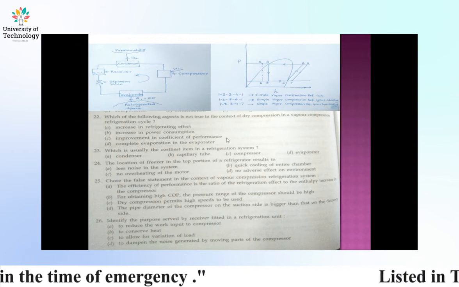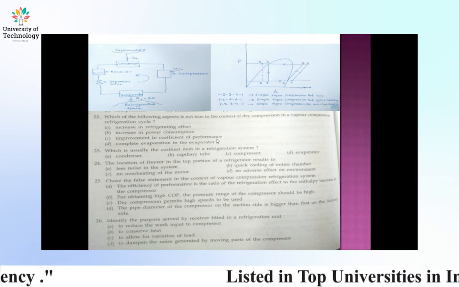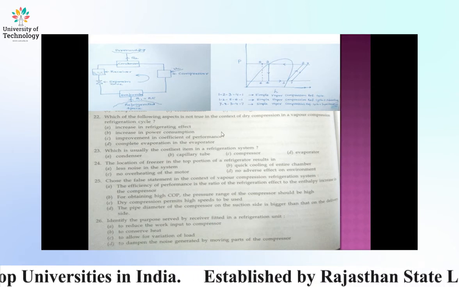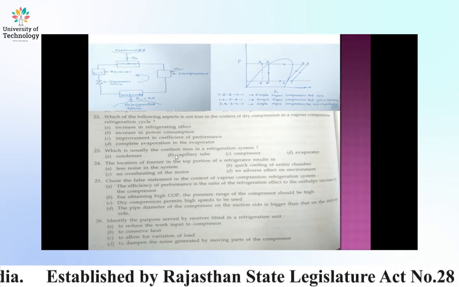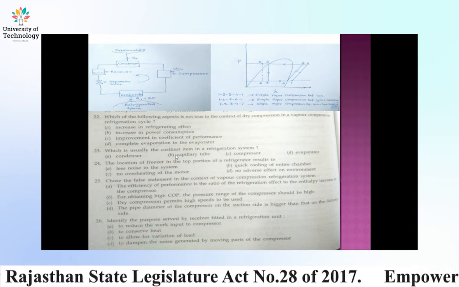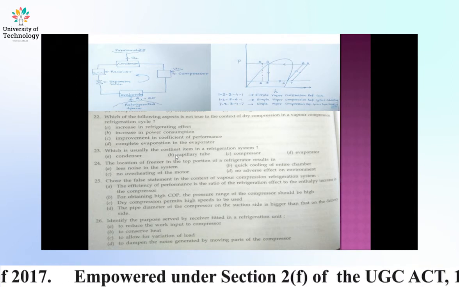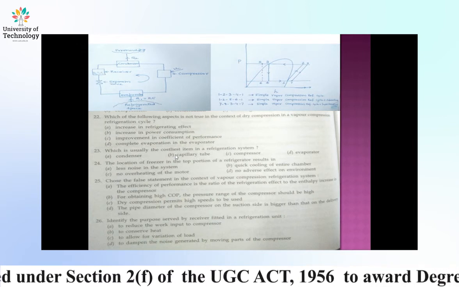It depends upon the type of refrigerant we are using in this cycle, which is usually the costliest item in the refrigeration system. There are four main components: compressor, condenser, expansion valve and evaporator. The compressor is a costly item. So option C is correct.